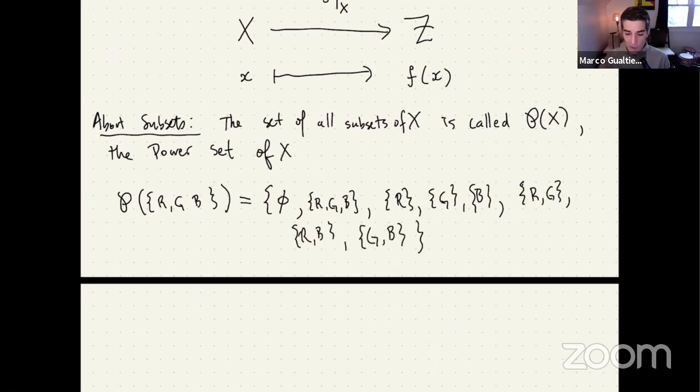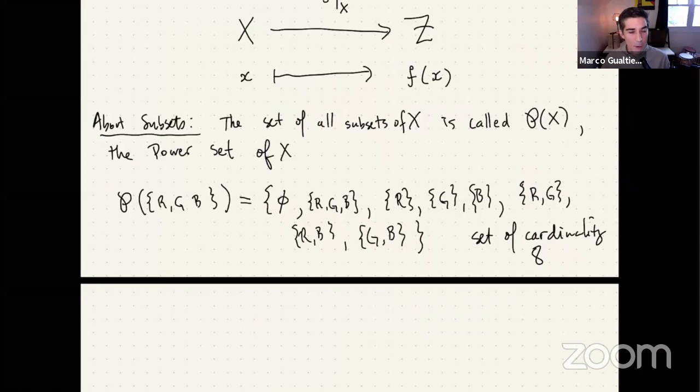Okay, and so we see that we have 1, 2, 3, 4, 5, 6, 7, 8 elements, a set of cardinality 8. So this is a set of sets. It's a set whose elements are sets. And you could take the power set of the power set and so on, right? You could produce a huge number of sets this way by using the power set construction.